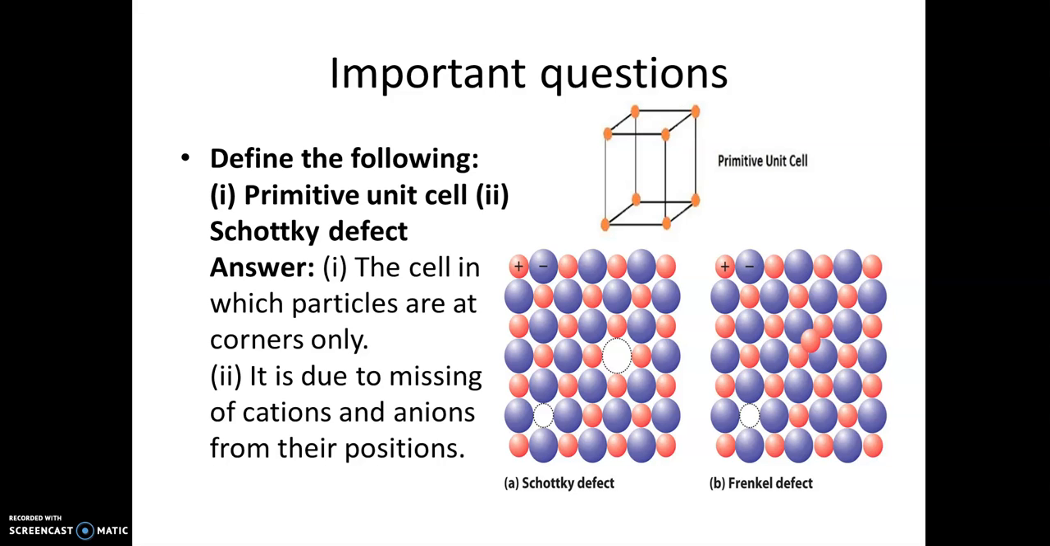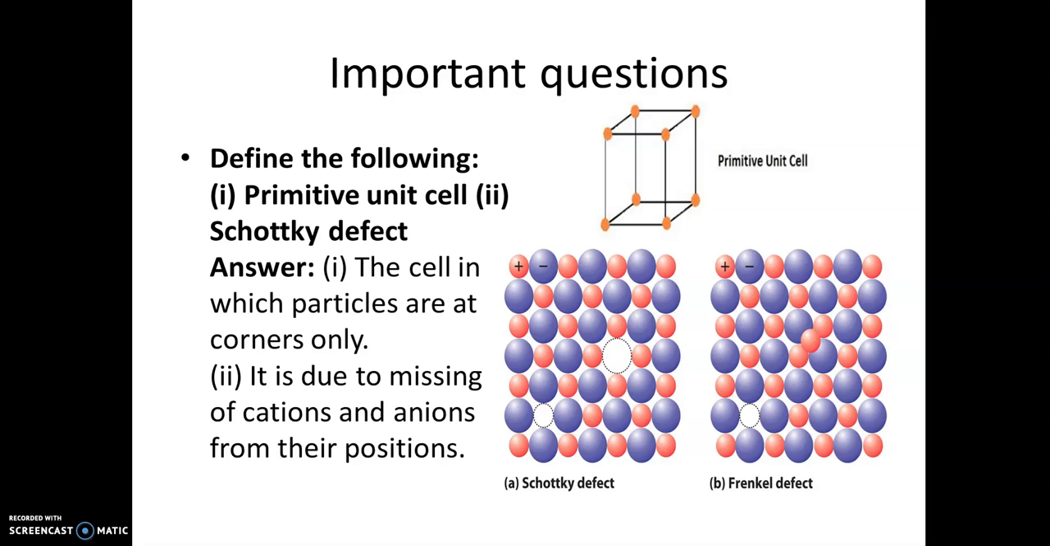So we'll move to the first question. It's a define type question: define the following, that is primitive unit cell and Schottky defect. It's a direct question. You can expect such questions for 1 mark, so you have to write the answer in one sentence.